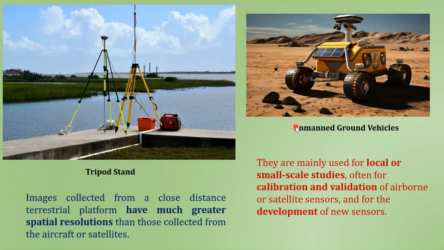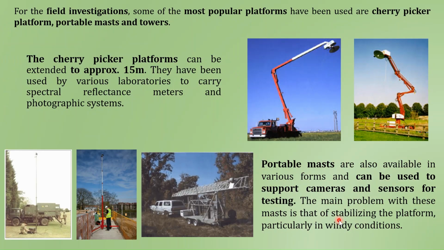Images collected using the ground-based sensors provide much greater spatial resolution in comparison to those collected from aircraft or satellites. And the data which is collected using the ground-based sensors is mainly used either for local or small-scale studies, or it is utilized for the calibration and validation of airborne or satellite sensors, or it can be used for the development of new sensors.